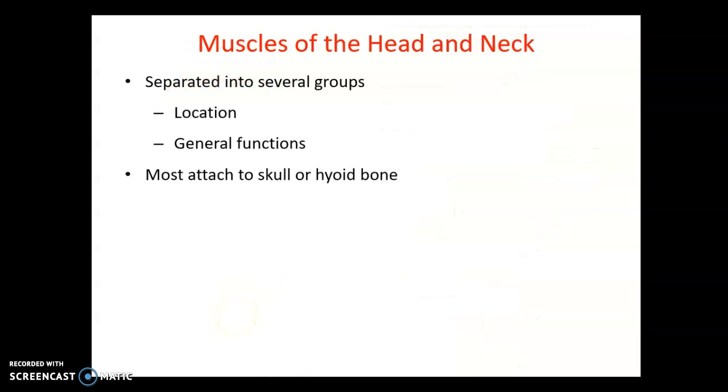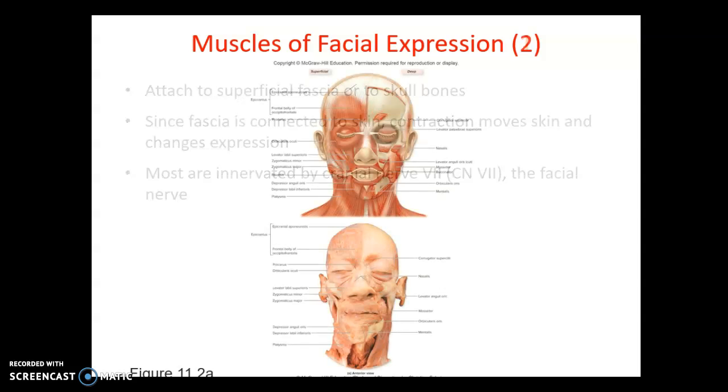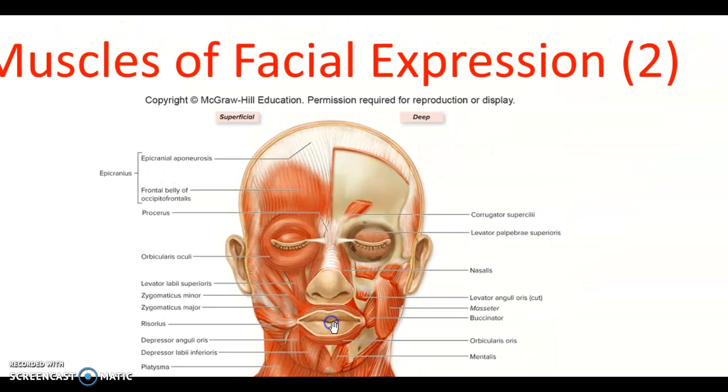So muscles of the head and neck, they're separated into several groups. Location, general functions, and most attached to the hyoid bone. Remember, that's the throat. So muscles of facial expression, they attach to superficial fascia or to skull bones. Since fascia is connected to the skin, contraction moves skin and changes its expression. And most are innervated by cranial nerve 7, which is the facial nerve. We'll get into those in the next chapter. So here's the muscles of facial expression. So this is superficial and deep. So we're just going to talk about from the outside going in layers.